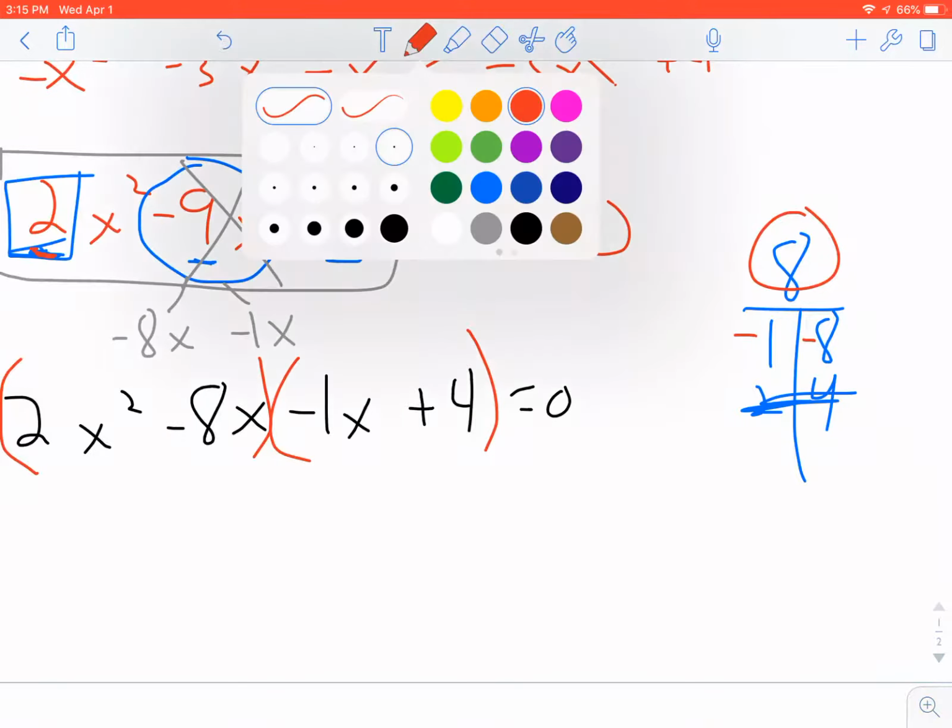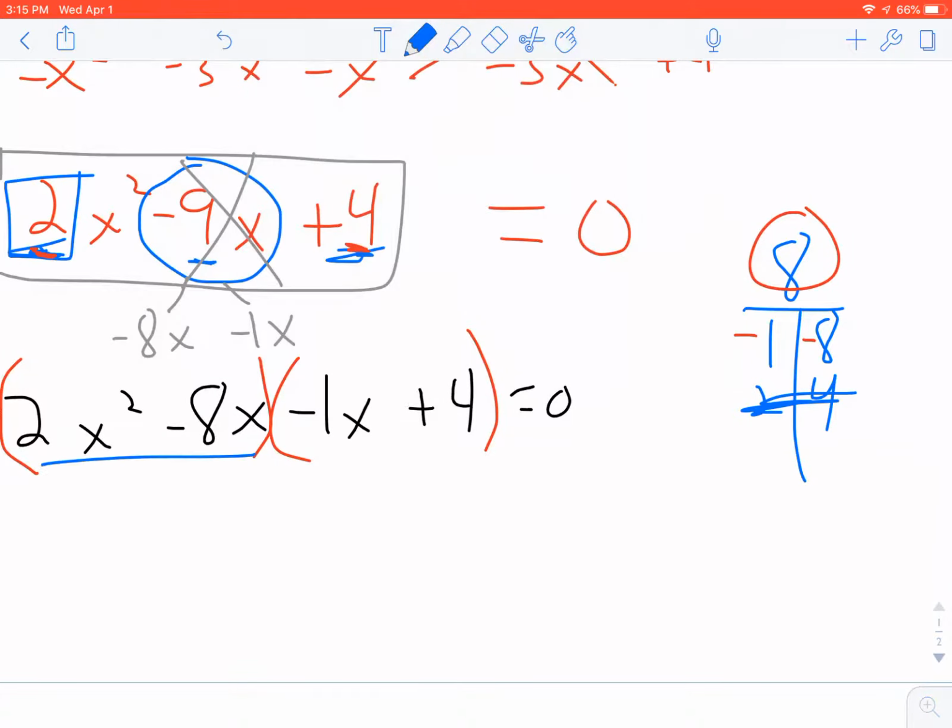Now, within each group of parentheses, I need to check for a greatest common factor. If I look in this first set of parentheses, the greatest common factor between 2 and 8 is 2, and the greatest common factor between x squared and x is x. So I divide everything in here by 2x. That gives me x minus 4.